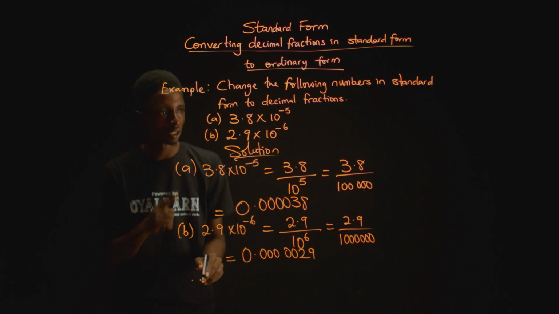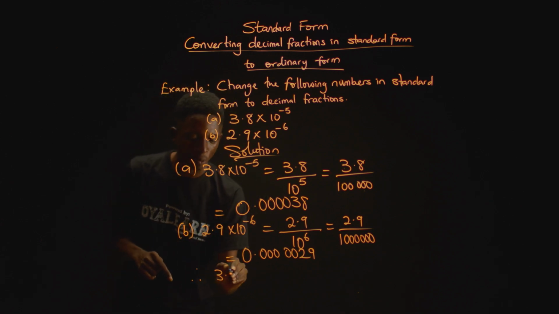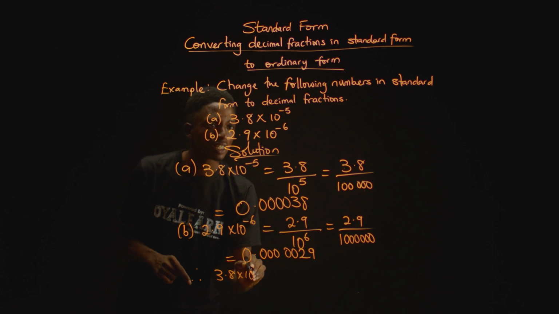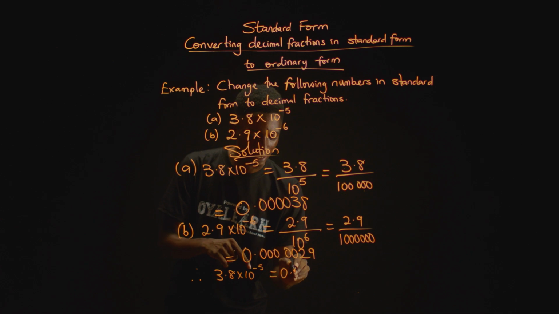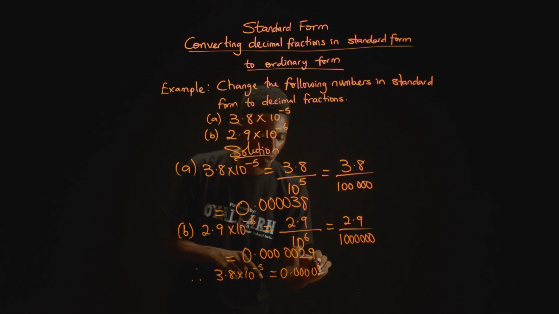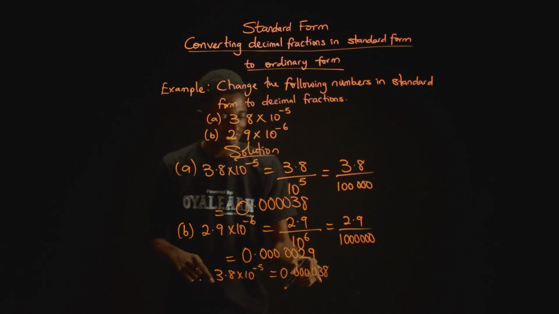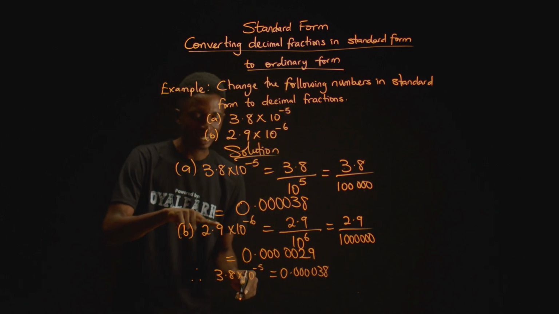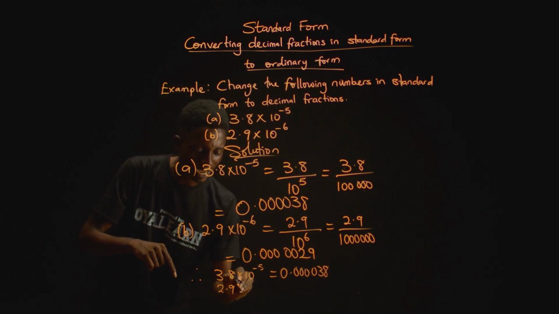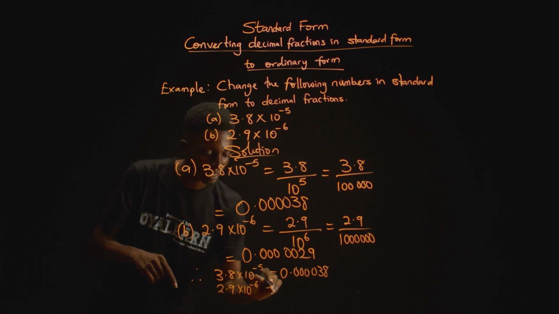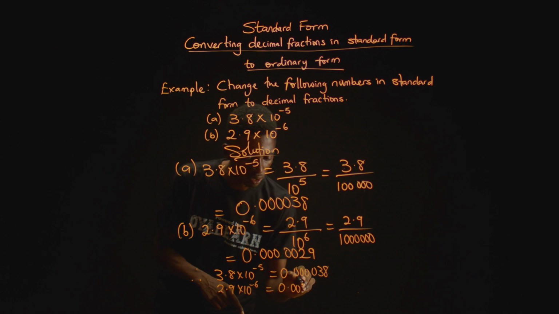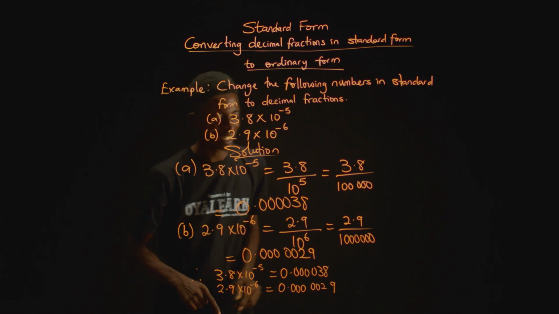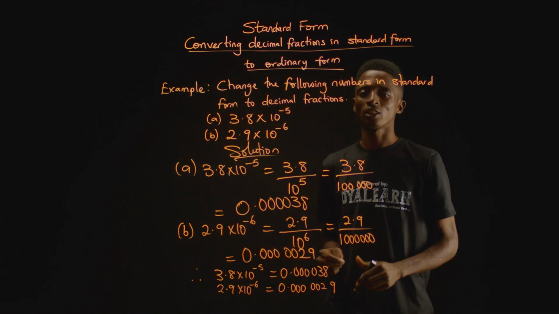So in our conclusion, we can then say that 3.8 times 10 raised to the power minus 5 would give us 0.000038 in decimal fraction. And then 2.9 times 10 raised to the power minus 6 is same thing as 0.000029 in decimal fraction. Thank you.